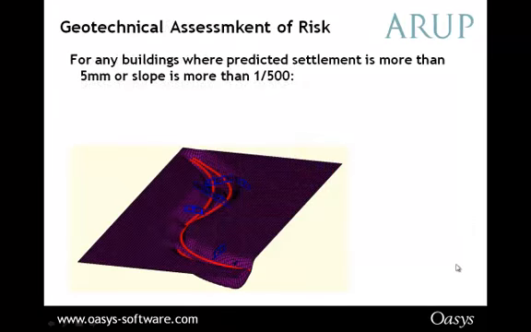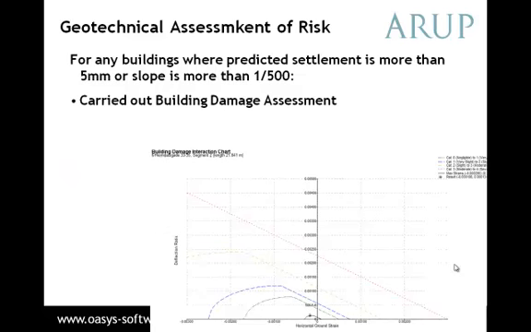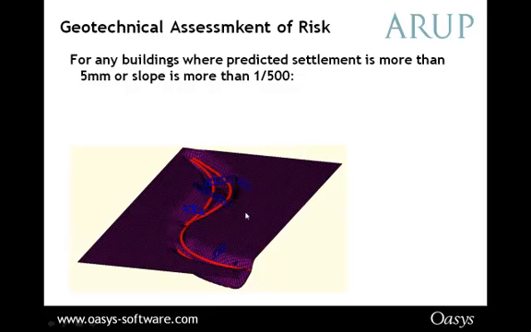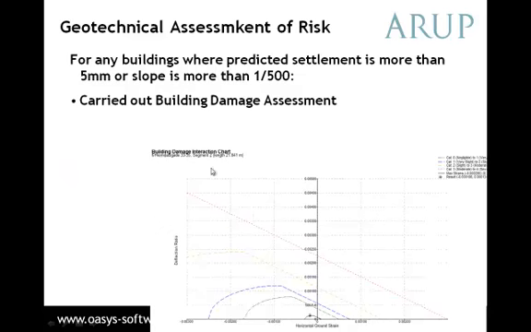So the way Xdisp was used, for any buildings where predicted settlement is more than 5 millimeters, or the slope is more than 1 in 500, a building damage assessment is carried out. If you look at this 3D image here, you can see these buildings. Each of these buildings was assessed. And for the building damage assessment, as you can see, we've got our result within different damage categories.